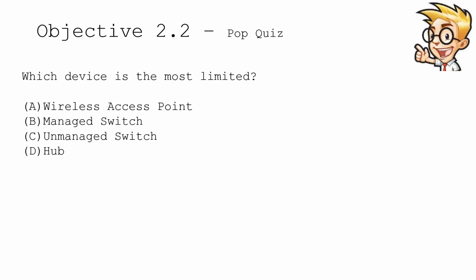Okay, and we've come to the end of networking devices. Here's a pop quiz. Which device is the most limited? A, wireless access points, B, managed switch, C, unmanaged switch, or D, hub? And the answer to that would be a hub. We learned that hubs operate at half duplex. They can only send and then they have to wait and receive. They cannot send and receive at the same time. And that's a huge disadvantage and makes it much slower than the other devices.